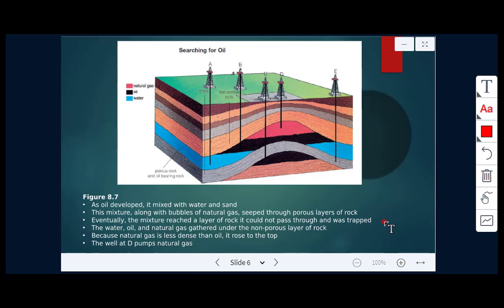Because natural gas is less dense than oil, it's going to rise to the top. So this well D is showing that it is pumping natural gas, because we can see it's at the red. A is going to get water. B and C, we can see, is going to get the oil. You can see the black layers there.